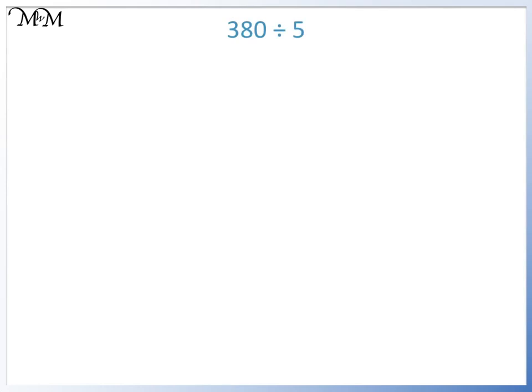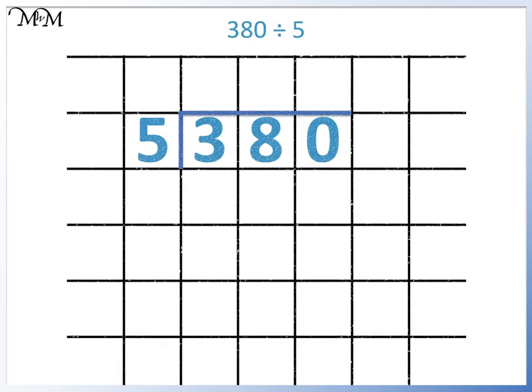Let's look at another example. 380 divided by 5. 5 divides into 3 0 times, because 5 is greater than 3. So we see how many times 5 divides into 38.